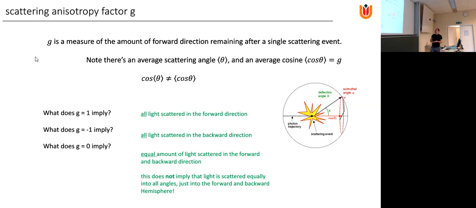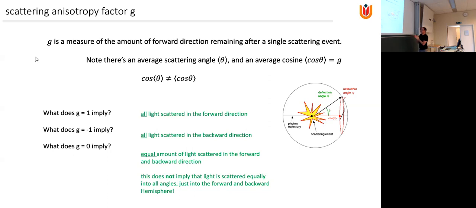You can have an average scattering angle and an average cosine of the scattering angle. Be aware that the cosine of the average scattering angle is not the same as the average of the cosine of the scattering angle. That is an important distinction. So keep that in mind.